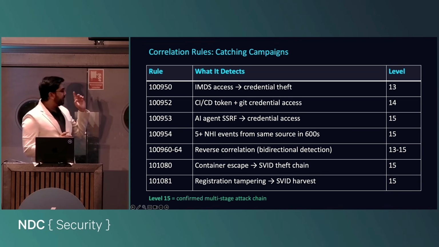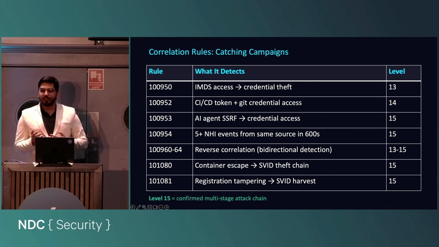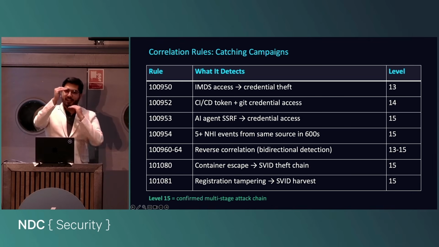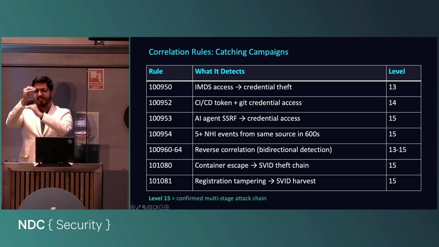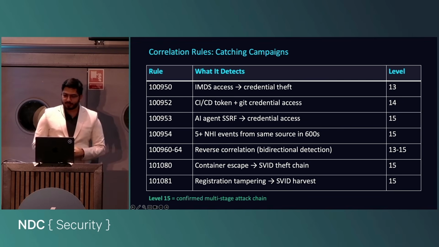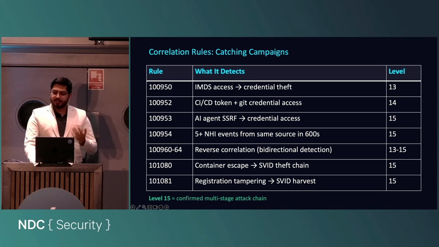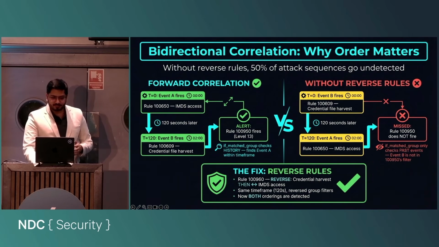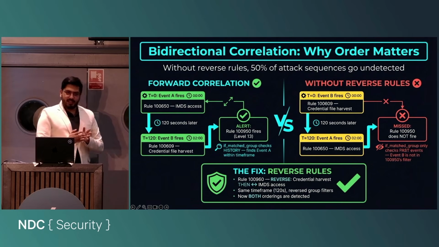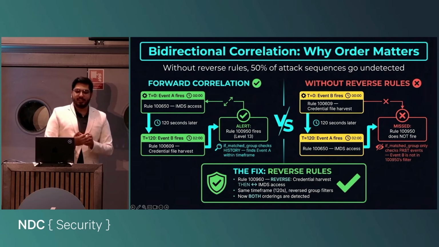Rules 960 to 964 are our reverse correlation ones. They ensure that detection happens regardless of the event order. So if event A happens, then event B, that's detected. If event B happens, then event A, that's detected as well. And that's what makes it robust. Also, level 15 means it's confirmed as a multi-stage attack chain. That's when you get a 2 a.m. phone call. So this is the bidirectional correlation, regardless of order. And this is very important, because if you only have it for event B to fire after event A, you might miss out on attacks. These can go undetected.